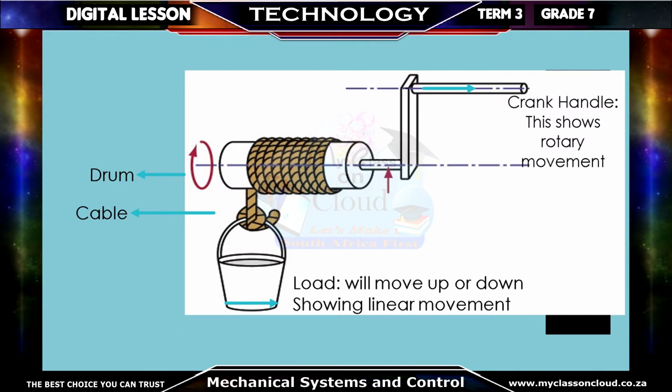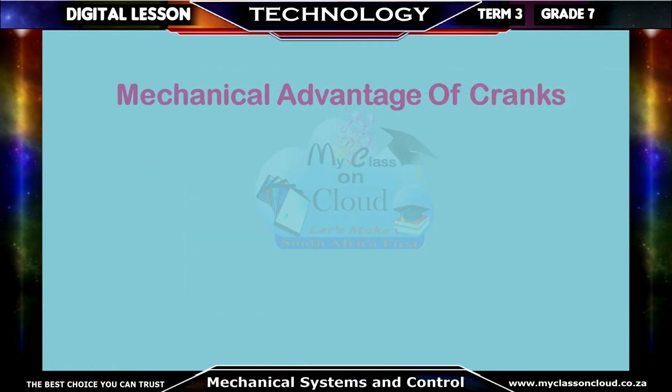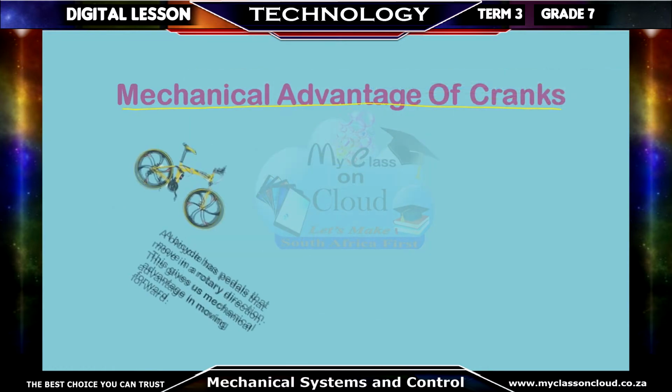Here, we have a simple system of a crank. We have a load here, the crank handle, the drum, and the cable is connecting the load to the drum. What happens here is that when the crank handle is turned, it turns the drum which is connected to the rope, which is connected to the load. So, when we turn this, which is rotary movement, it changes that movement to a linear movement, which is up or down. That means if we turn the crank handle, the bucket will either go up or down, showing a linear movement. Now, what is the mechanical advantage of cranks?